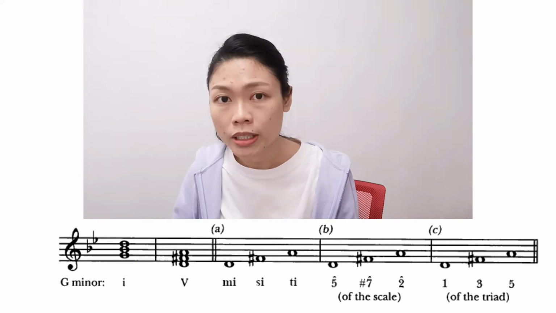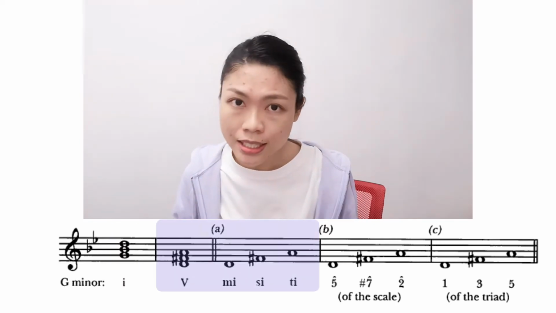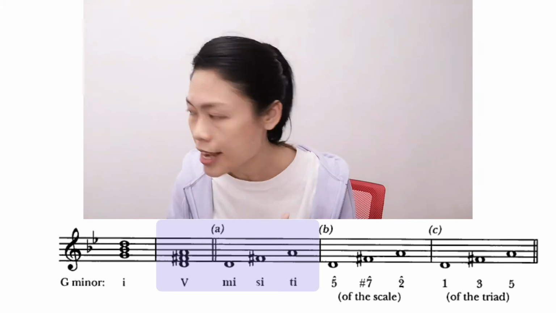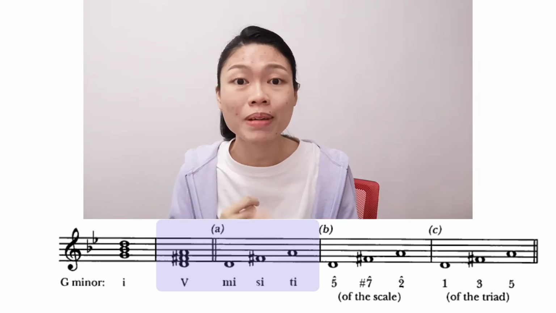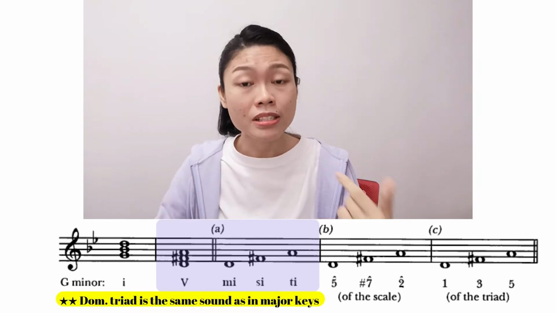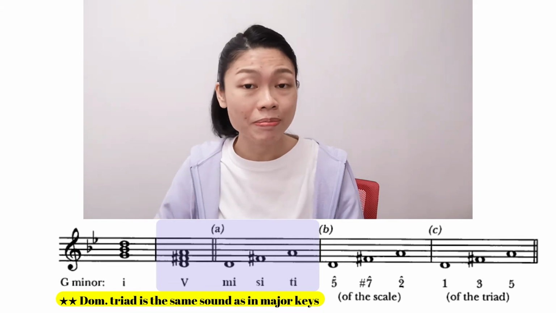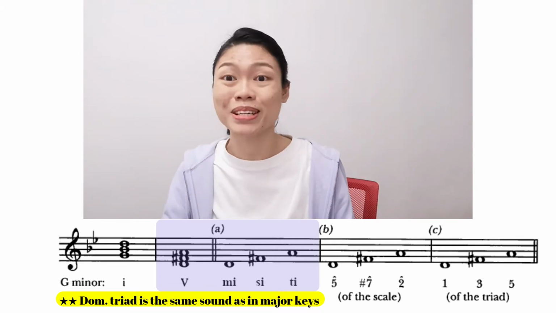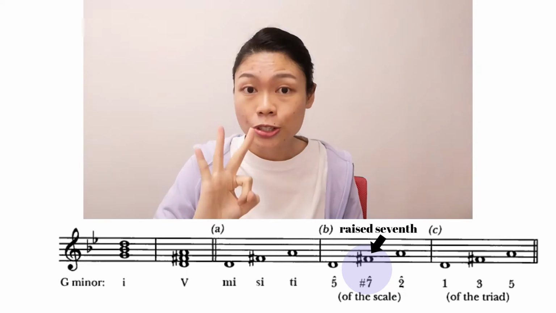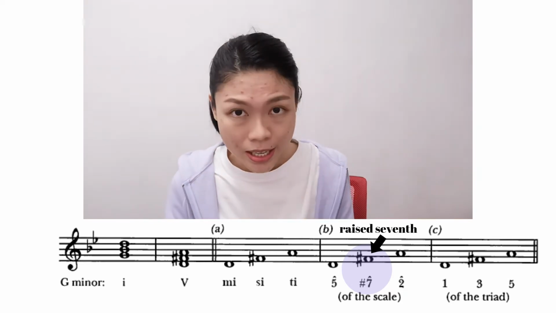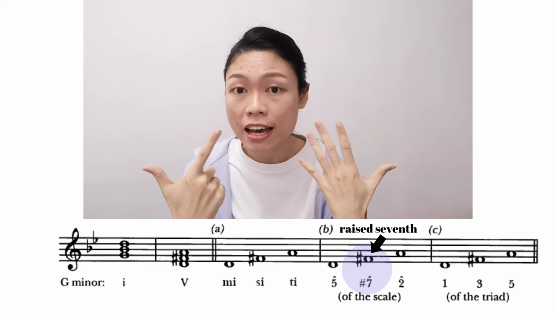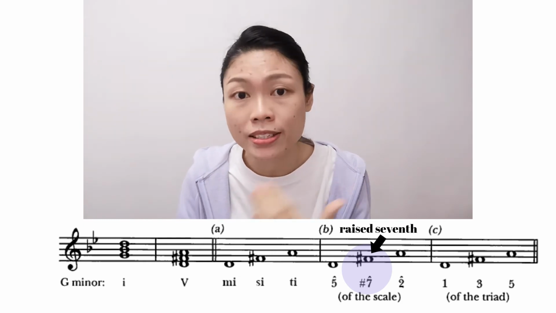And your dominant triad will be D, F sharp, and A. And the dominant triad for the minor scale is Mi, Si, Ti. It sounds like a major chord. It is a major chord, okay? The 3rd note of the dominant triad is the raised 7th degree of your minor scale.